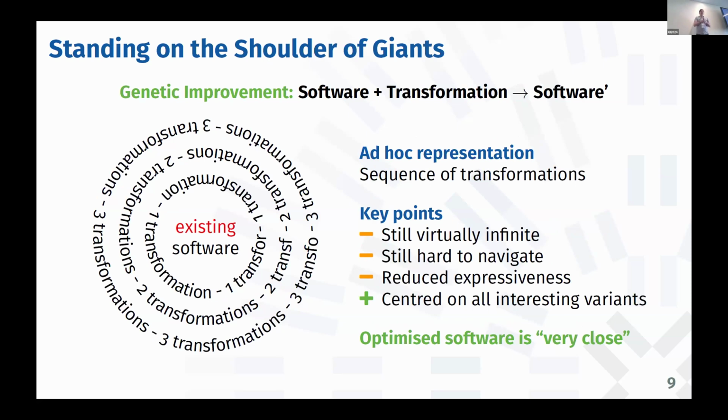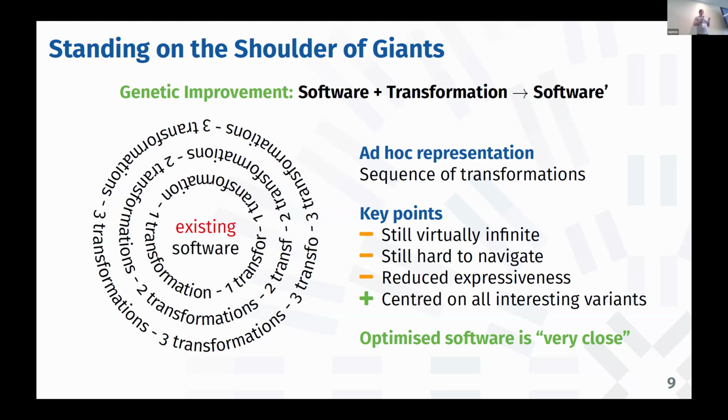It does also have a natural representation, which is simply the sequence of transformations that we want to apply to that existing software. It's still infinite. It's still hard to navigate. It's a little bit less expressive because it doesn't contain every software of the world, but it contains all the software we are interested in, which is the variants of the original software.